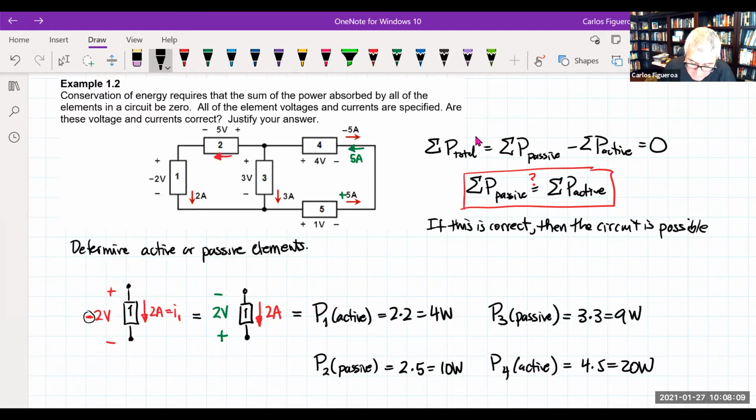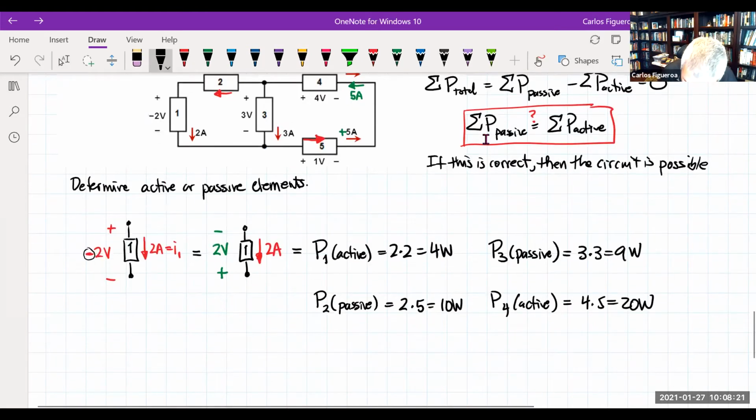And then finally, we get 5 here. And you could see that when you look at the current, it's entering the positive terminal here. So therefore, it must be passive. So element 5 is passive, which is 1 times 5, which is 5 watts.